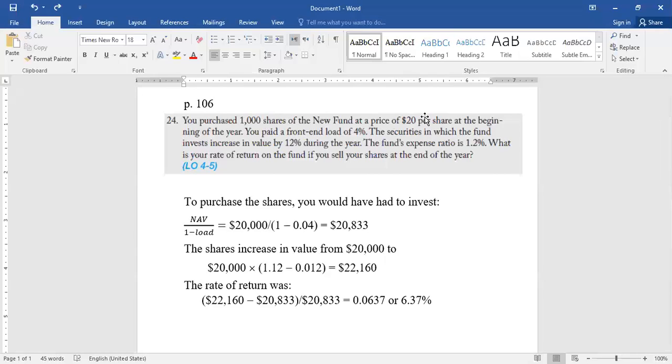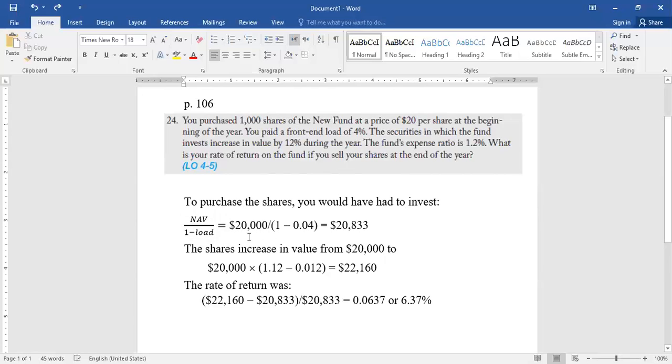However, don't forget that we have a front-end load. We paid a front-end load of 4%. So to calculate how much we're going to invest, we do the following formula. To purchase the shares, we have to invest the net asset value over 1 minus the load. The net asset value, how much shares are we going to buy? We're going to buy $20,000 worth of shares. 1,000 shares as quantity, so quantity times price, $20 each. So my net asset value is $20,000.